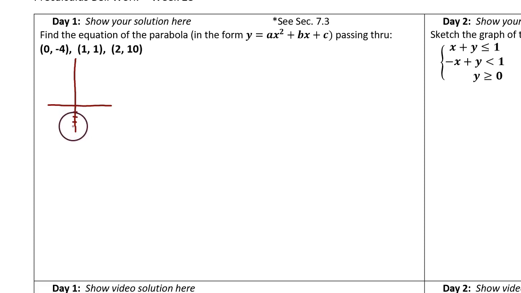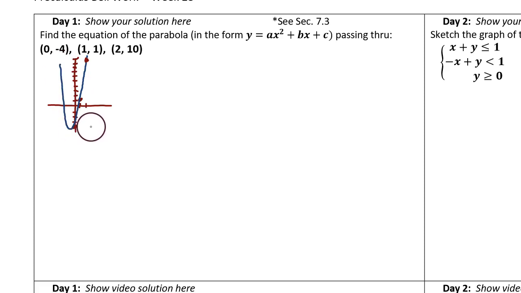1, 2, 3, 4, there's 0, negative 4. And then over 1, up 1, there's 1, comma 1. And then over 2, 2, 3, 4, 5, 6, 7, 8, 9, 10. Here is 2, comma 10. It looks like the parabola would do something like this. And somewhere down there at the bottom, I don't know exactly where, would be the vertex of the parabola.